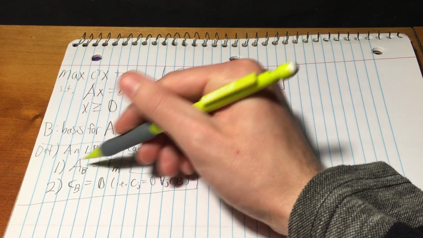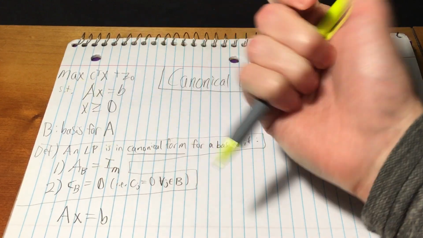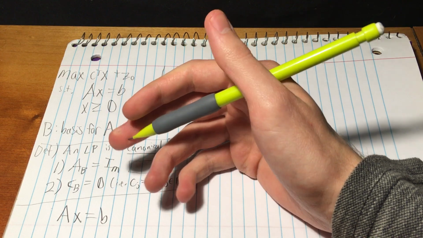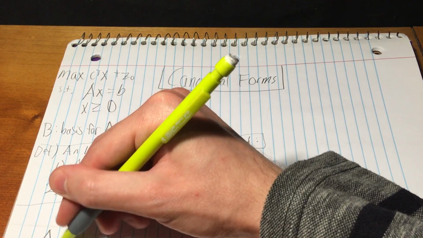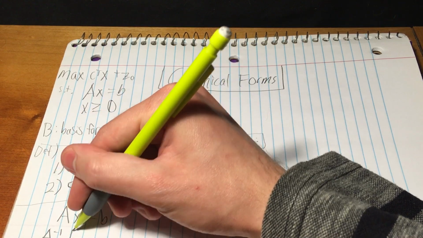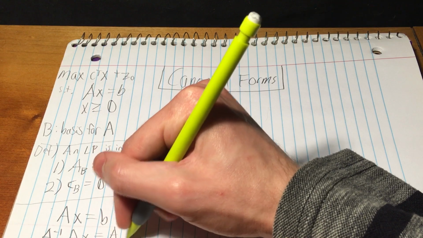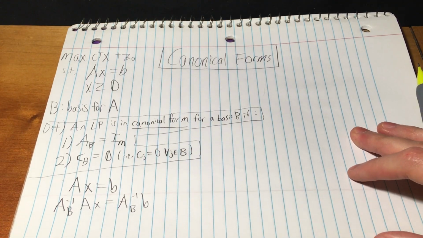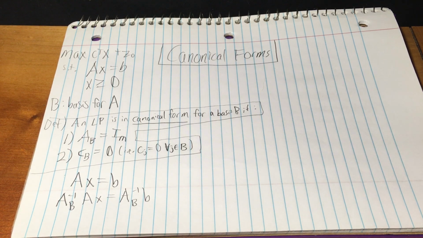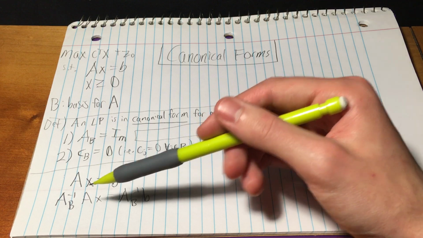So let's start with the first condition. So we start with our system AX equals B, and here's what we're going to do. Let's just multiply the left and right hand sides by A_B inverse. So A_B inverse times A times X equals A_B inverse times B. And we move that up a bit so we can still see. Okay, so we just multiply left and right hand side by A_B inverse.